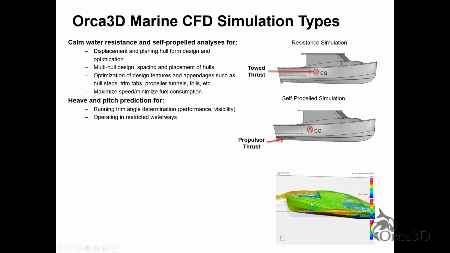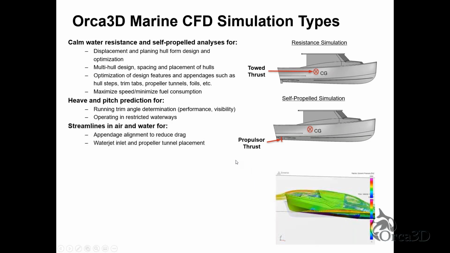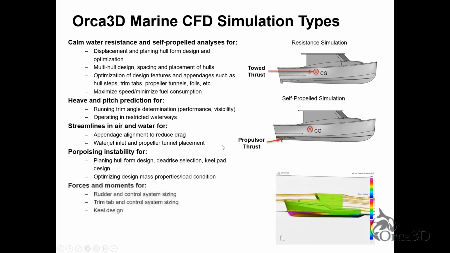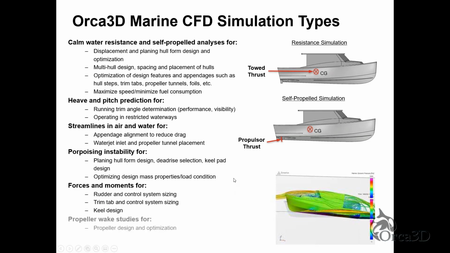You can see in this simulation shown here, we model both the water and the air in all of our simulations that we create with Orca CFD. So you can get the heave and pitch prediction, you can get streamlines in air and water, which can be very useful, for example, for aligning your appendages to minimize drag. You can predict porpoising behavior, which is a dynamic pitch instability. Porpoising is an instability, so you can try to avoid that by analyzing whether your model will porpoise. You can extract forces and moments from both the entire model as well as individual pieces of the model to help you size other parts of your design. And you can even do things like propeller wake studies. So there's a lot you can do with just these two types of simulations.